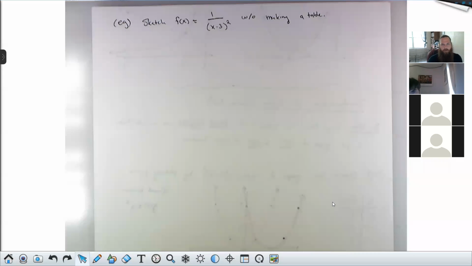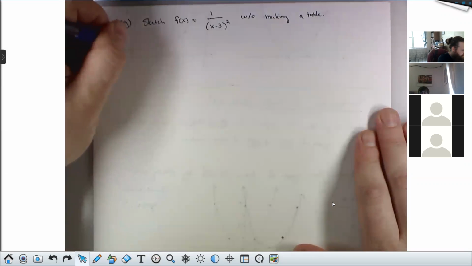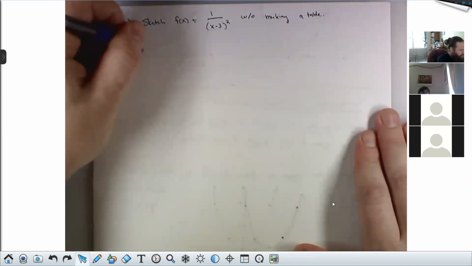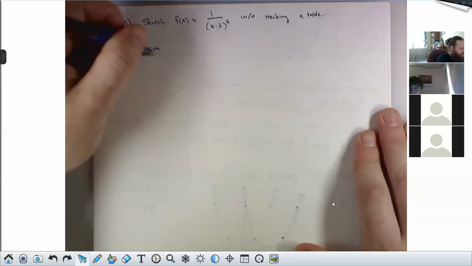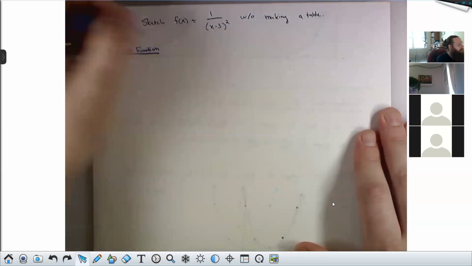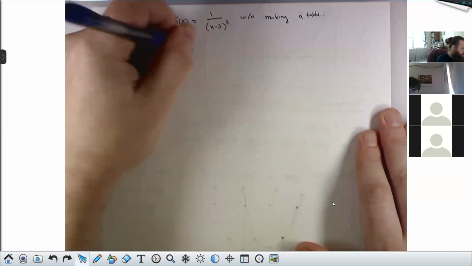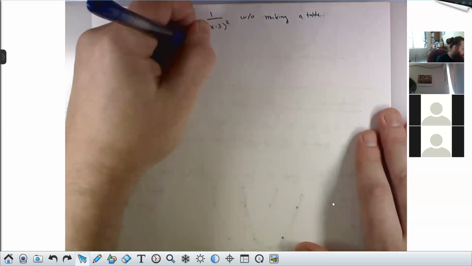I want to sketch the graph of f of x equals 1 over parentheses x minus 3 squared without making a table. So in other words, I want to start with a parent function whose graph I know, and then do something to that graph to get the graph of this guy. What is my parent function? X squared. Not quite. 1 over x squared. Very good. Yeah, 1 over x squared, or x to the negative 2.